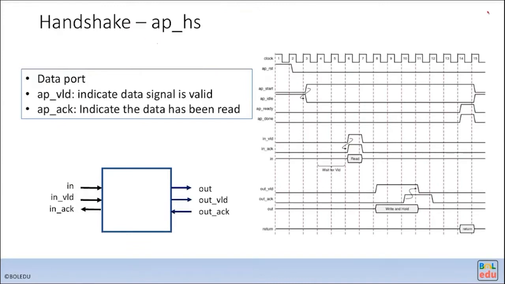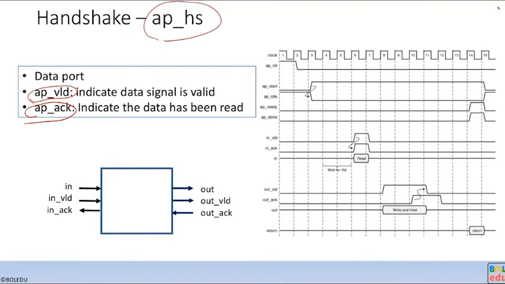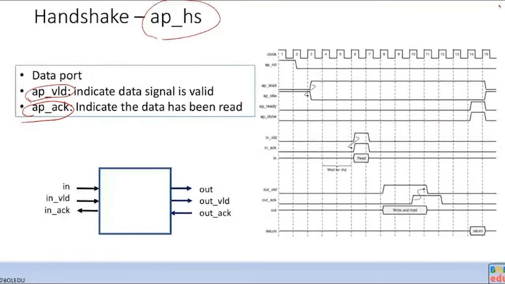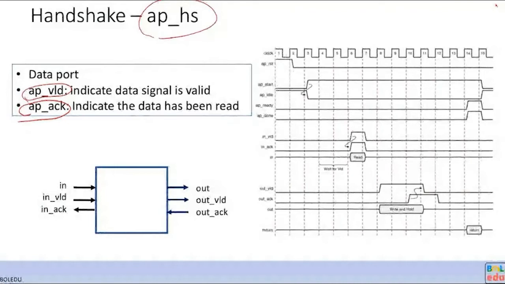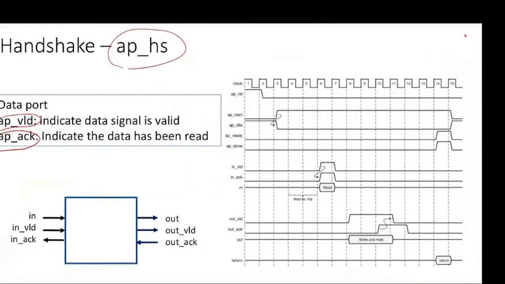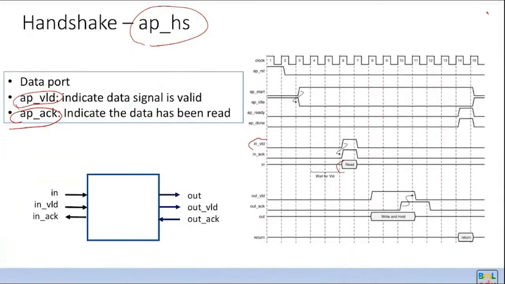Okay, the handshake, AP handshake. Basically, there are two control signals, AP valid and AP ACK. AP valid indicates the data signal is valid. AP ACK indicates the data has been received. So the protocol is very simple. The upstream module provides the data, and you assert the data and also the valid signal. And the downstream module receiving the data, once it has received it, asserts the ACK. So it's a valid and ACK signal pair.